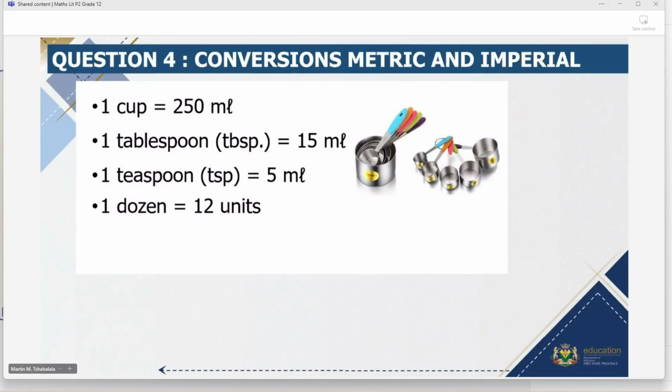1 dozen. You know, others, they still don't understand. Grade 12s, let us not make noise. Some of you don't know what a dozen is. It means 12 units.